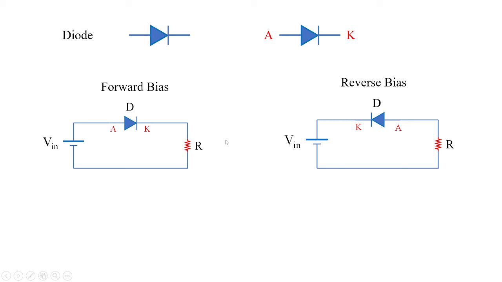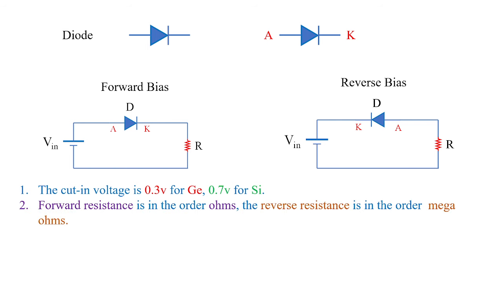And also you need to keep in mind that the cut-in voltage, or what we call the knee voltage, for germanium material is 0.3 volts, whereas for silicon it is 0.7 volts. And what we should keep in mind is that the forward resistance is in the order of ohms, whereas the reverse resistance is in the order of mega ohms. We are going to deal in depth with all the characteristics of the diode and how germanium and silicon act as semiconductor devices under this formation of the p-n junction diode.